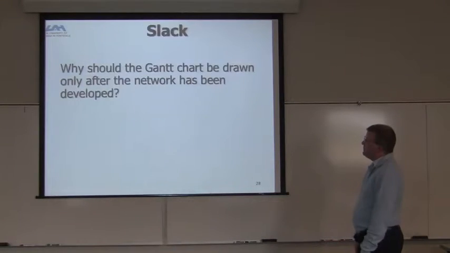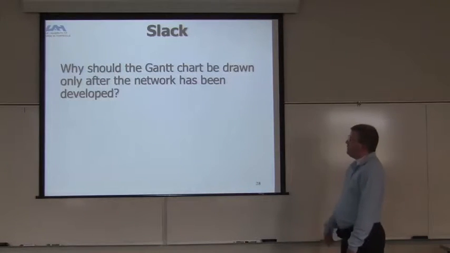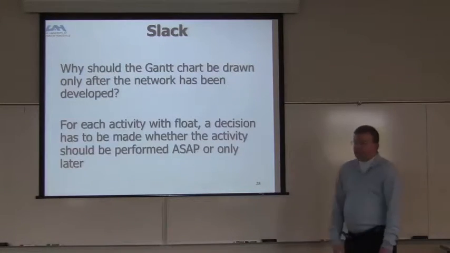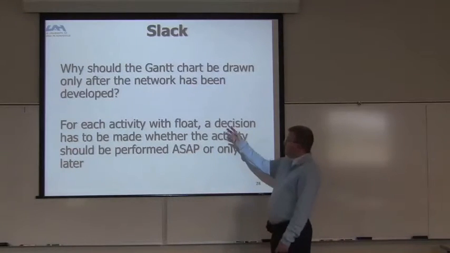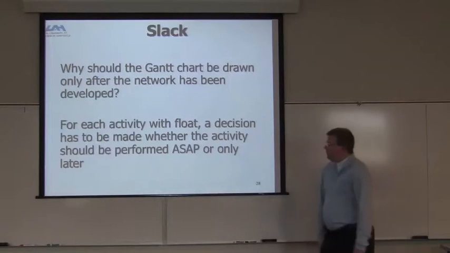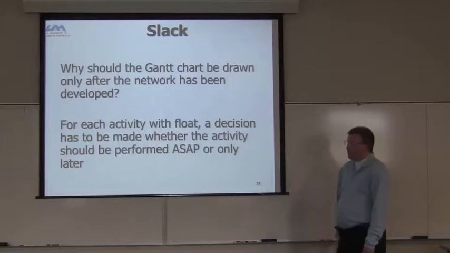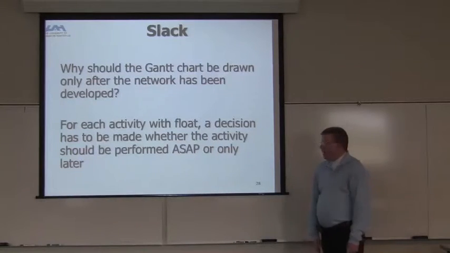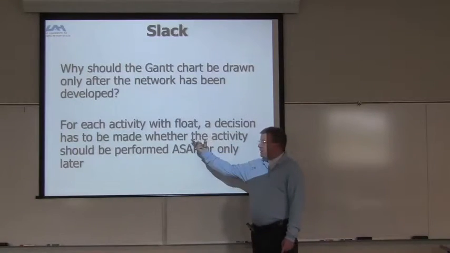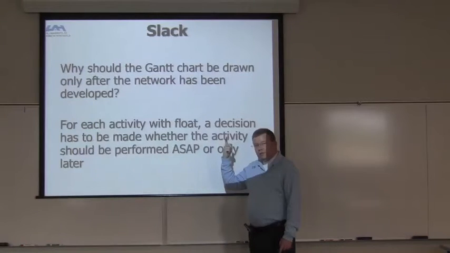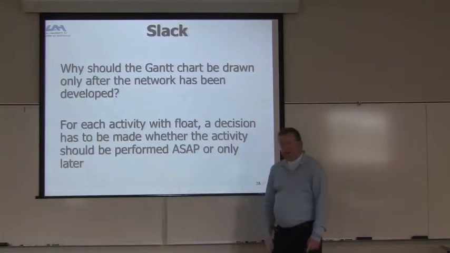So why should the Gantt chart be drawn only after the network has been developed? Basically it's because for each activity with float, a decision has to be made whether the activity should be performed as soon as possible or only later, right? We actually showed that last time with the one that can move. You didn't really care, but in the beginning we just put everything on the one side.